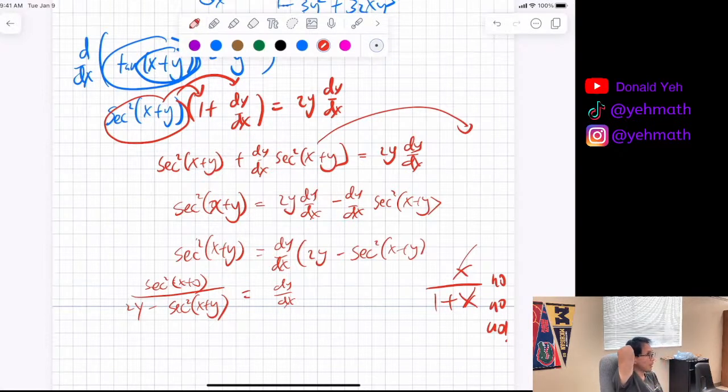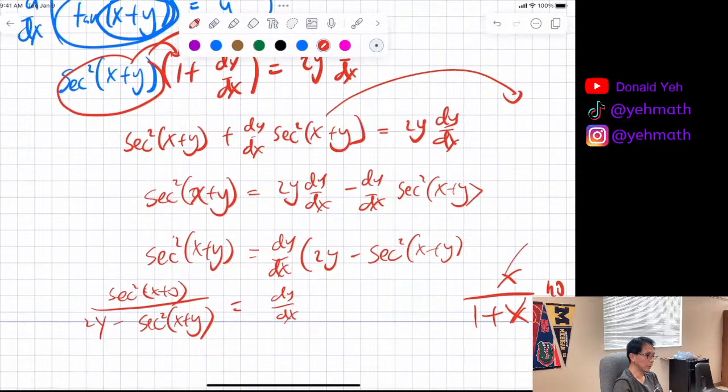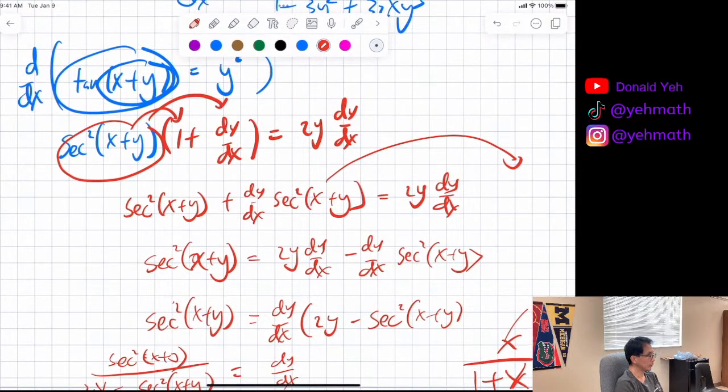All right, so does that make sense or no? No? I'm so confused about distributing secant squared of x plus y.